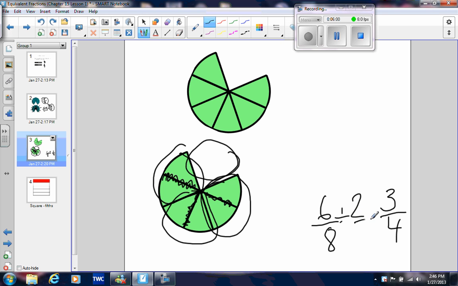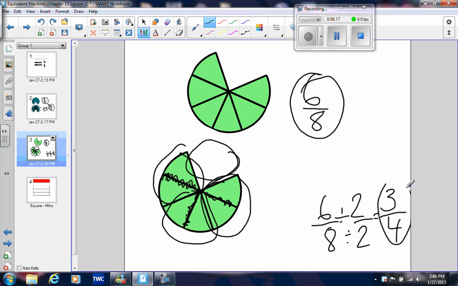So you can see that 2 pieces, and this one became 1. So 6 divided by 2 is 3, 8 divided by 2 is 4. So again, you get 6/8, which is here, which is equivalent to 3/4. They are 2 fractions that are equivalent. The same amount, just made with different size pieces.